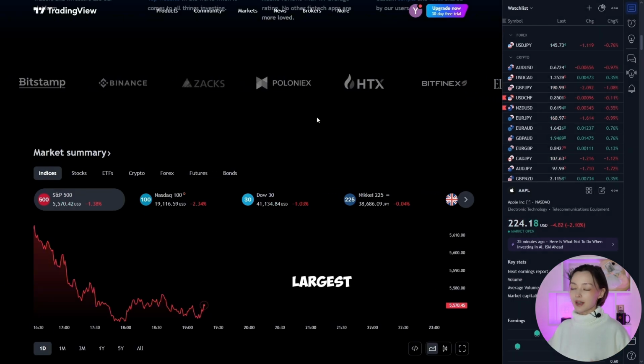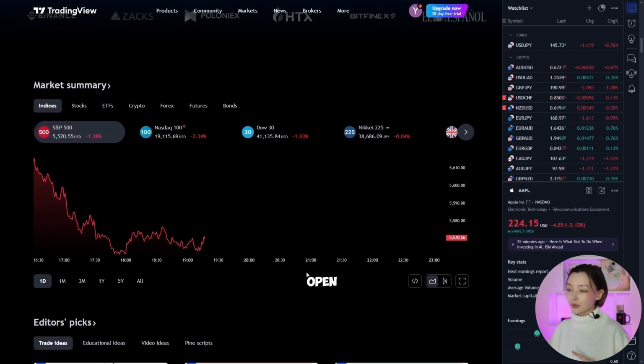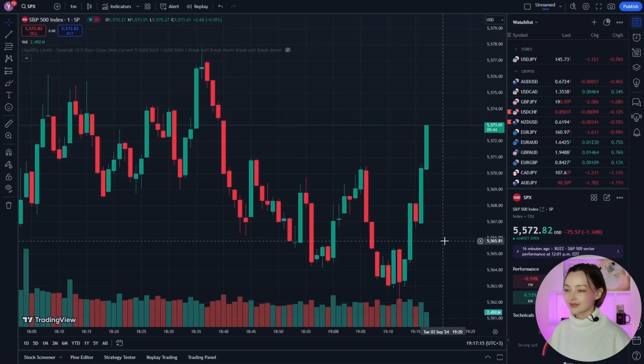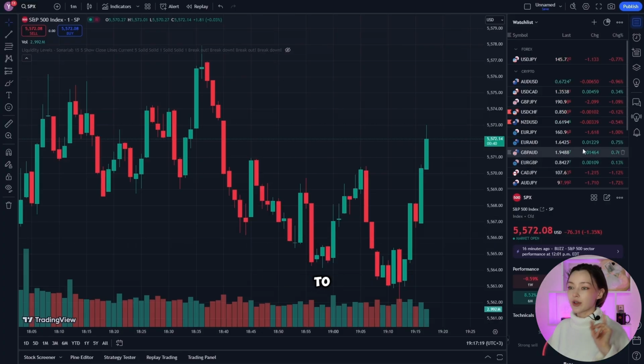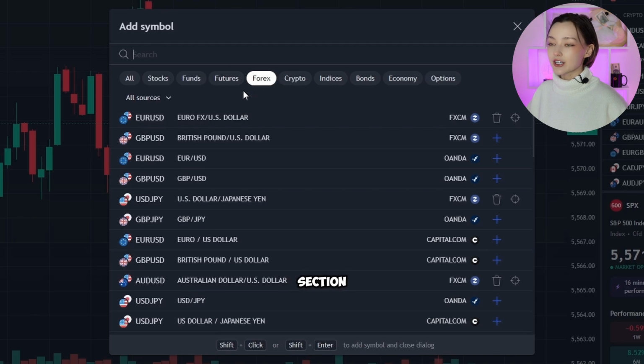This is the largest platform for chart analysis. You're going to want to sign up first, and to open the full chart, click on this button right here. If this is your first time on the platform, I recommend you add all the currency pairs you may need. Click on this plus icon right here, select the Forex section, and add all the currency pairs with the FXCM code providers. You can add them by clicking on the plus sign.